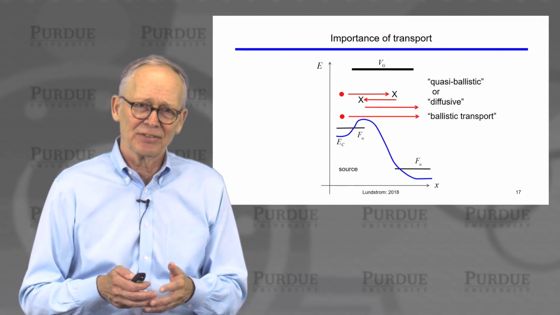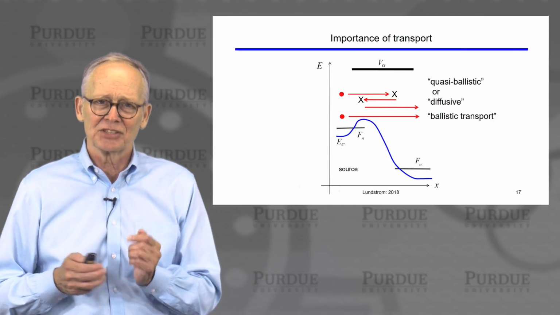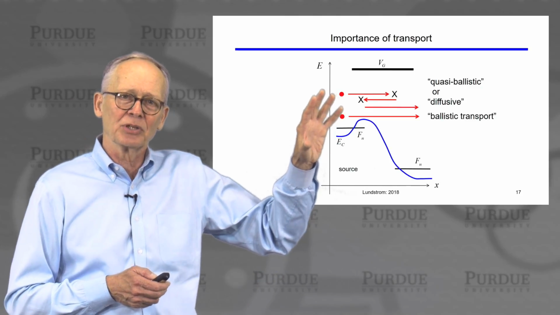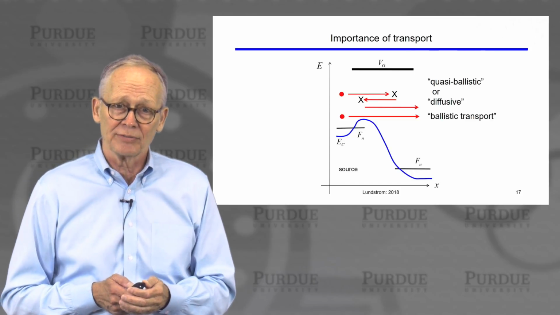There's not enough scattering that we're fully diffusive and that we can use concepts like mobility and saturation velocity and feel comfortable with it. But these are some of the issues that we're going to be discussing and developing an understanding of when we get to Unit 4 of this course.